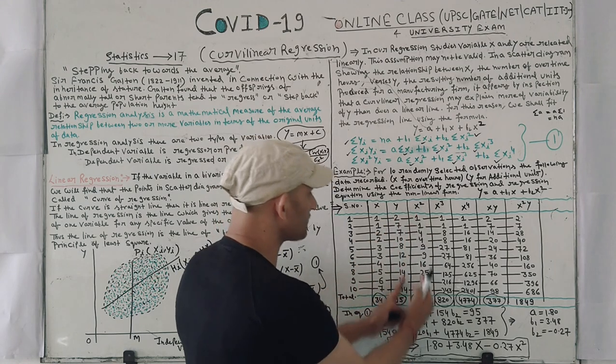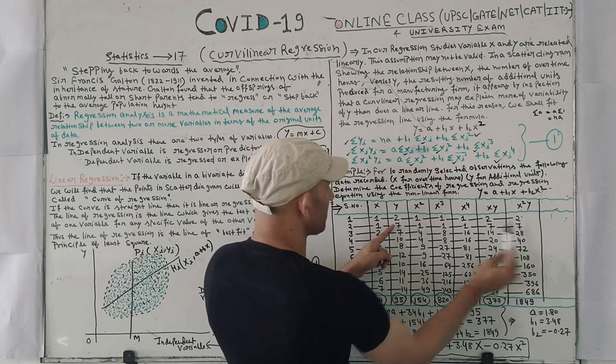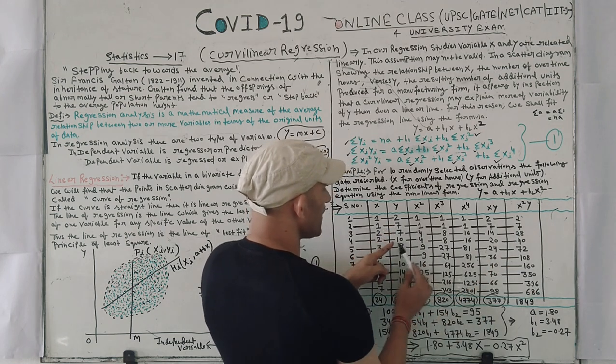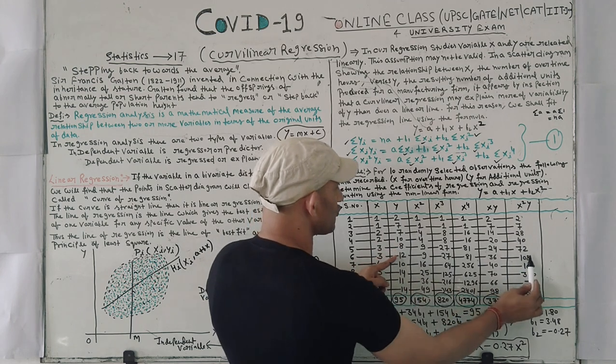We have to multiply both of them. So 2 into 1 is equal to 2. 7 into 1 is equal to 7. 7 into 4 is equal to 28. 10 into 4 is equal to 40. 8 into 9 is equal to 72. 12 into 9 is equal to 108.